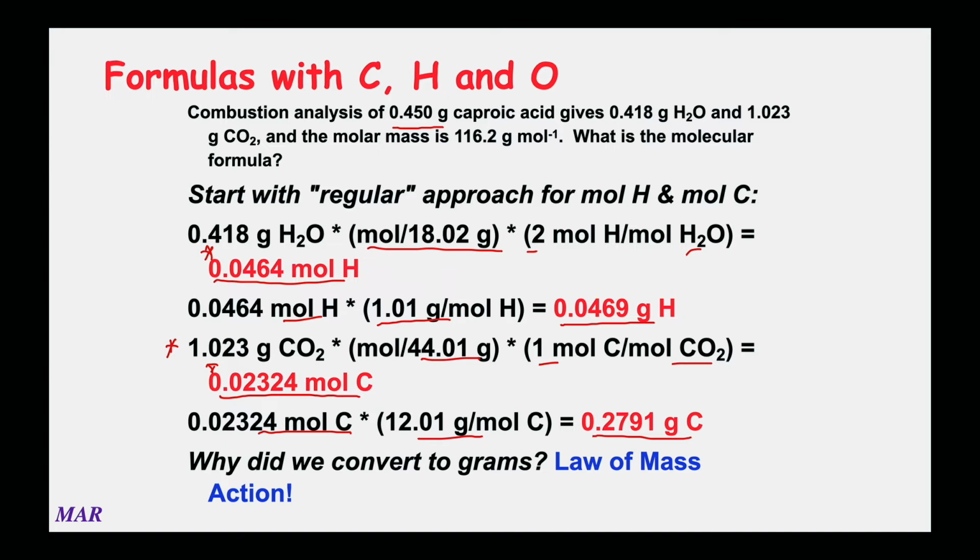in the sample. And notice that's a gram number. And notice 0.450 grams is less than 0.0469 plus 0.2791. And that's good. The difference is going to be the grams of oxygen in the sample. So again, the sample, 0.450 grams, that's all the carbon, hydrogen, and oxygen in this caproic acid. And we're going to subtract the grams of hydrogen and the grams of carbon to get just the grams of oxygen in the caproic acid.